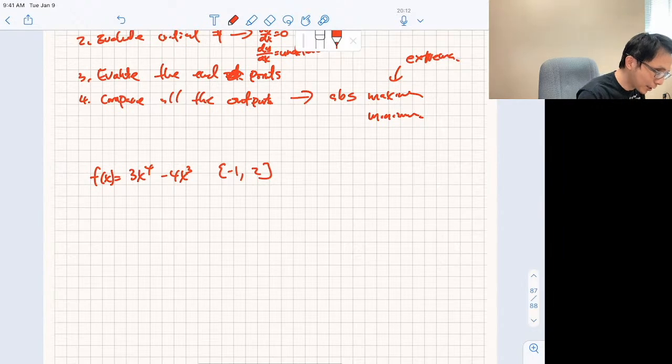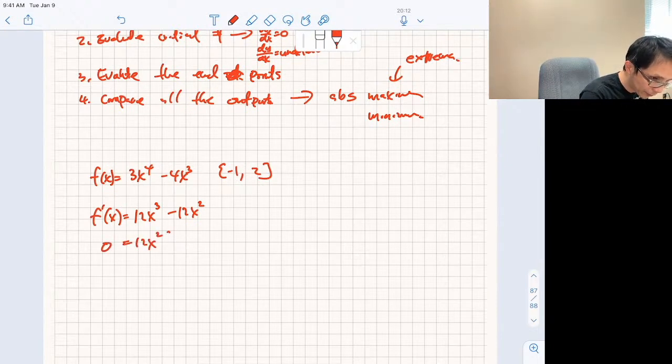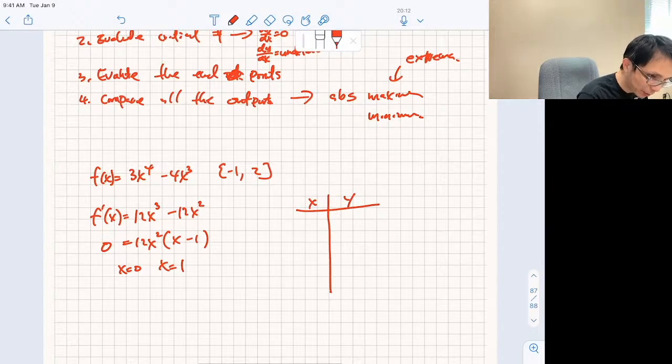For me, I just take a derivative, right? And I'm going to get 12x cubed minus 12x squared. Then I can take out 12x squared, which gives you x minus 1. So x equals 0, x equals 1. On the AP exam, they usually want you to make an x, y table. You're going to plug in -1, plug in 1, and plug in 0, 1, and 2.